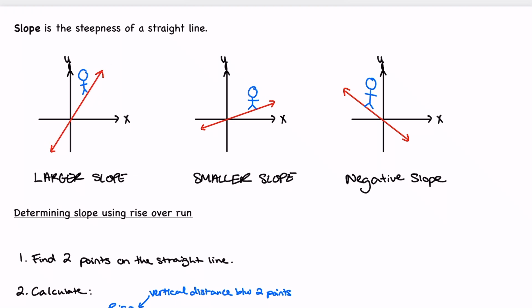So by more steep, I mean the closer it becomes to becoming vertical. So this one is closer to becoming vertical than this one. So this one would have a larger slope.